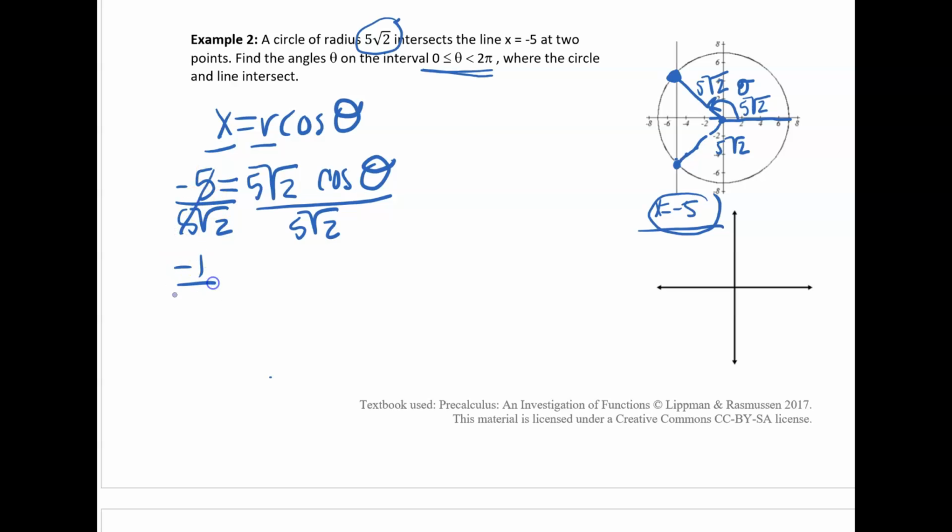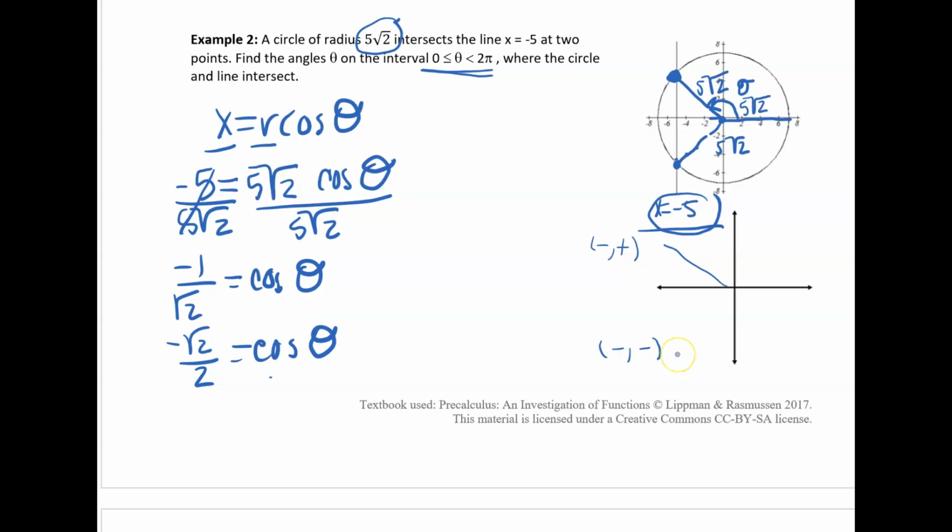So that gives me -1 over the square root of 2 equal to cosine theta. And consider that situation. If you rationalize that radical to remove it out of the denominator, that gives you negative square root of 2 over 2 equal to cosine theta. And we know, based off your unit circle, that if we come over here, think about your negatives and positives on your unit circle. Negative is in quadrant 2 and 3. Cosine is your x value, so I want these two angles.